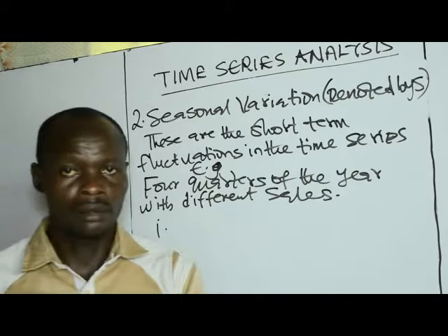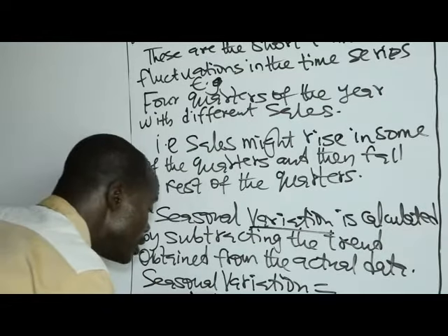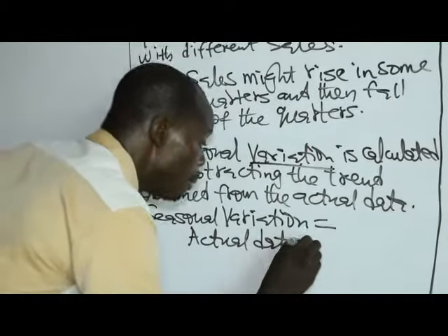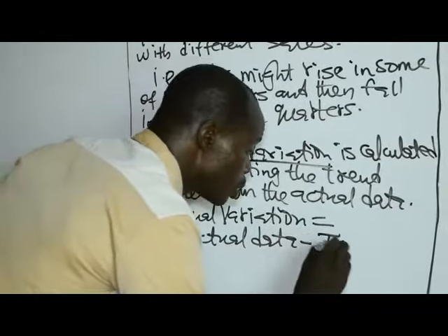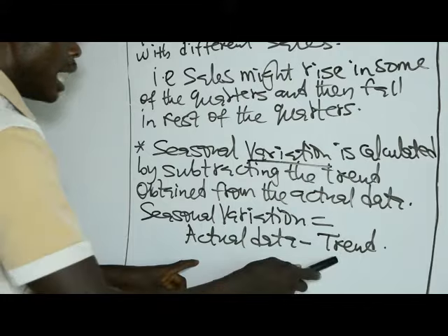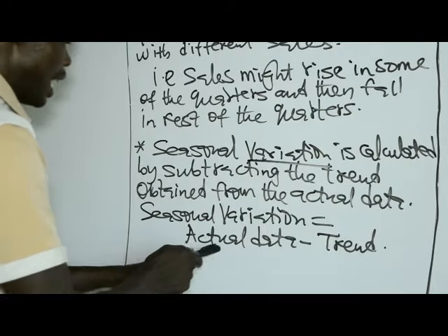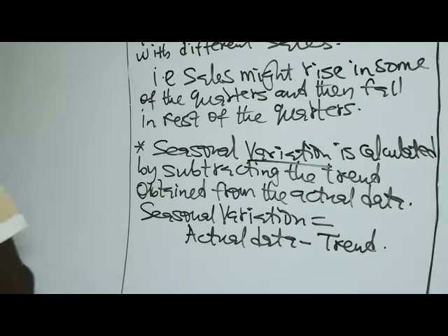As the name implies, variation, it varies. That is the deviation. Seasonal variation is the deviation of the trend obtained from the actual data. That is, seasonal variation equals actual data minus trend. That means you would have calculated your trend. Then the trend you obtain, you then subtract it from the actual data. That is the seasonal variation.